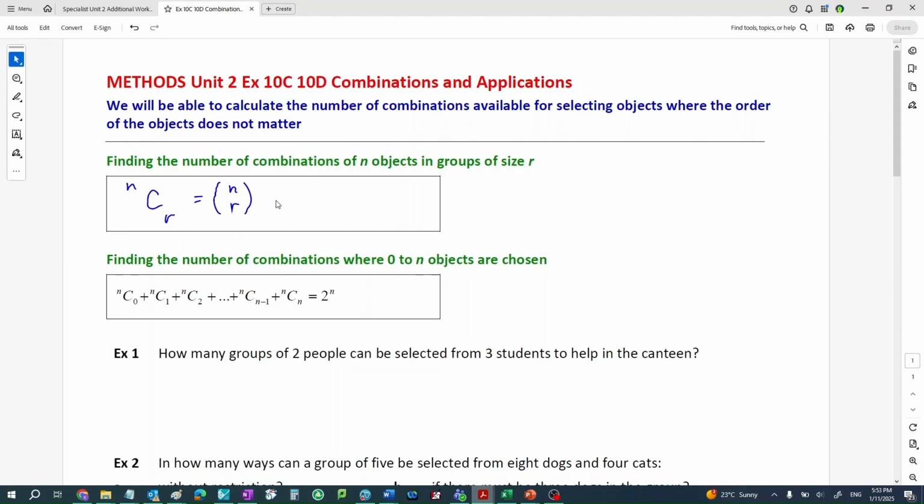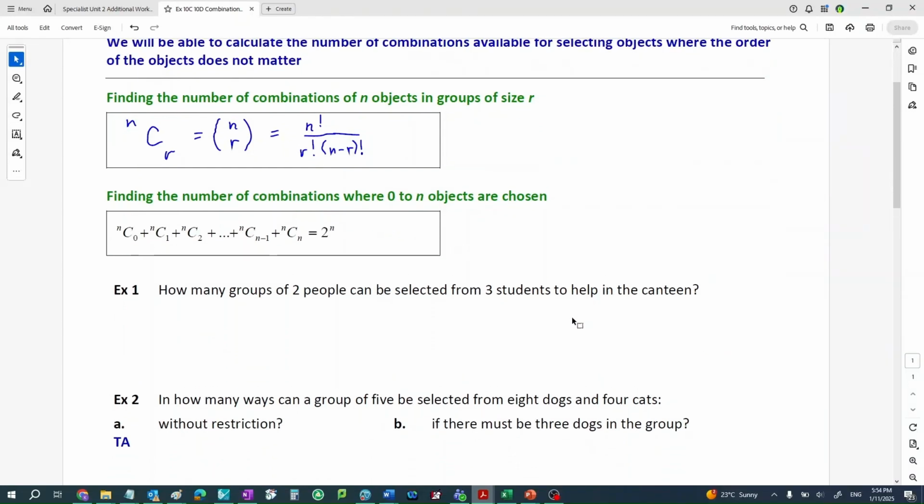And the formula for this, which we do need to know, is n factorial on top. On the bottom we've got r factorial, n take r factorial in brackets. Looks kind of complicated, but once we begin to use it, we'll see it's not too bad at all. Now this second formula here, we're going to revisit in a moment.